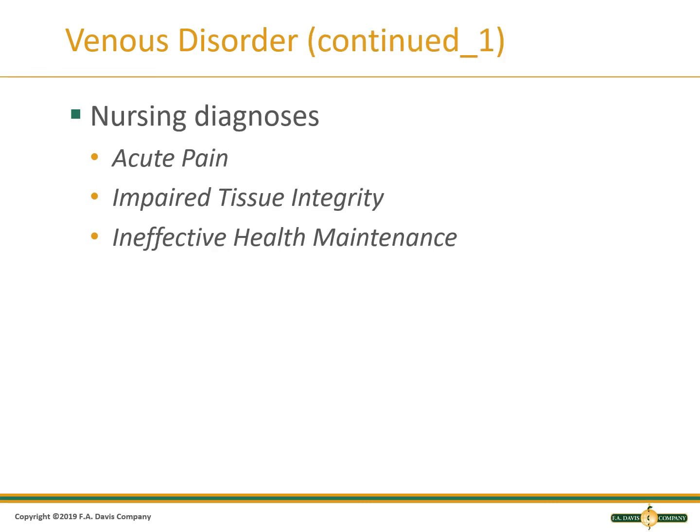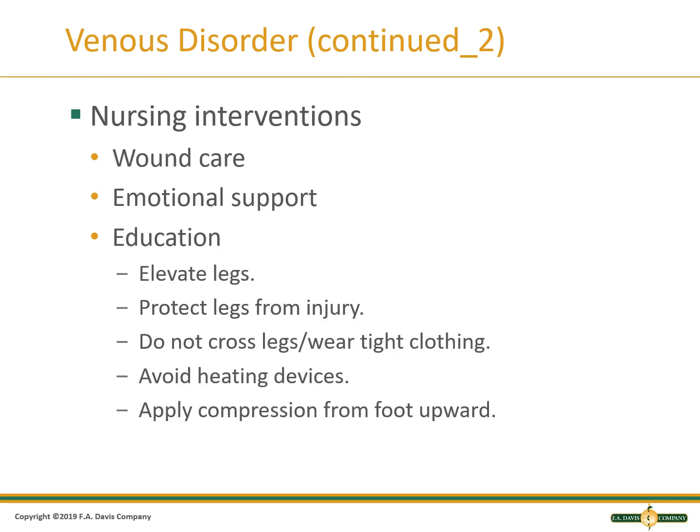Some nursing diagnoses for venous disorders are acute pain, impaired tissue integrity, and ineffective health maintenance. Nursing interventions include wound care, emotional support, and education related to elevating legs, protecting legs from injury, not crossing legs or wearing tight clothes, avoiding heating devices, and applying compression from foot upward.